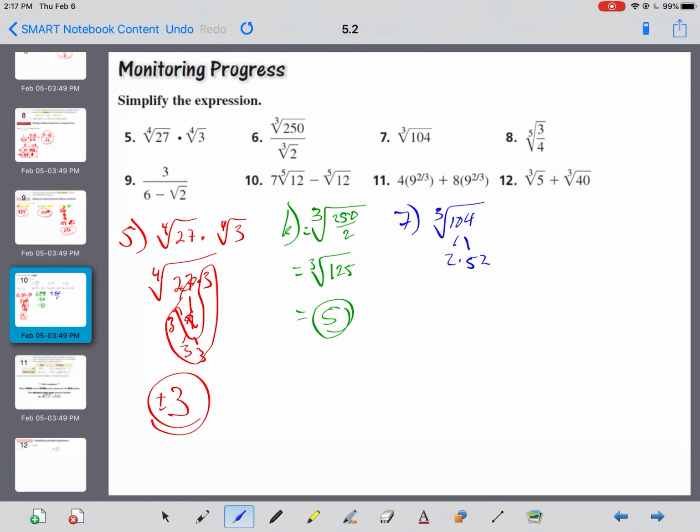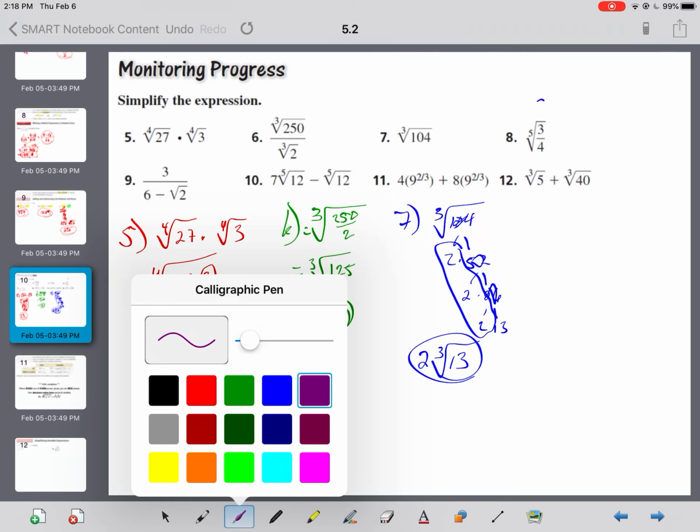Number 7, the cube root of 104. Well, it breaks into 2 times 52. That breaks into 2 times 26. That breaks into 2 times 13. I'm doing a cube root. There's 3 2s, so 2 cube roots of 13. It's kind of sloppily written here. 2 cube roots of 13. It's as small as it goes.